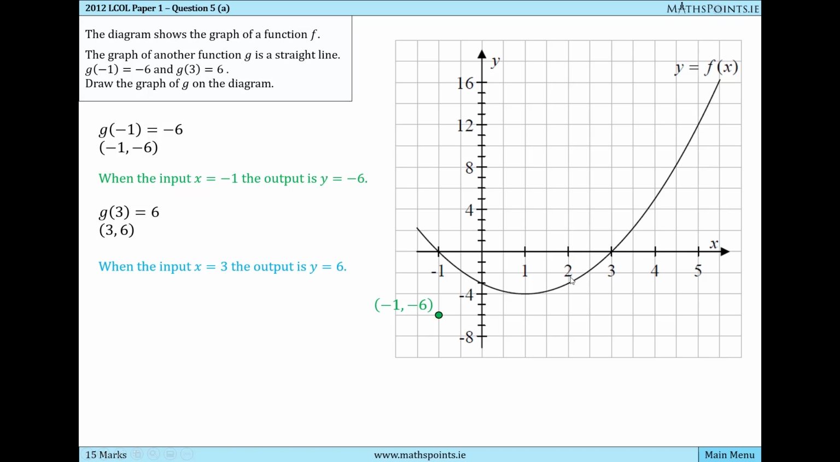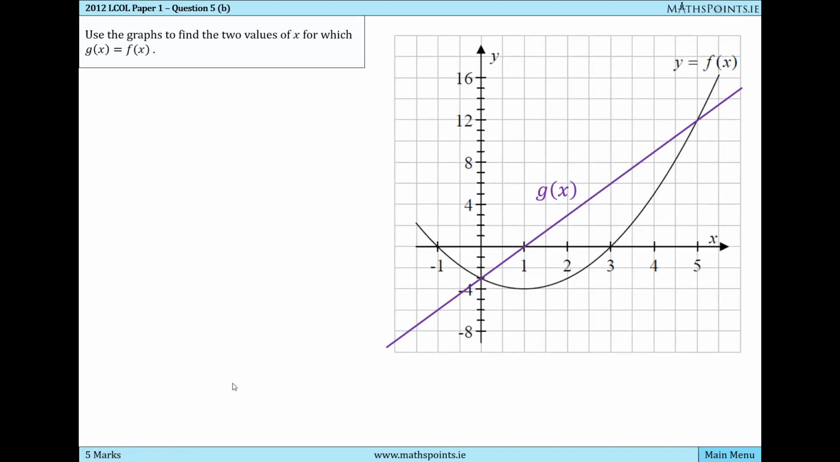So to place this on our graph, we start at 0, 0. We move to the right 3 spaces on the x-axis, and we move up 6 spaces on the y-axis to this point here. Now we have 2 points on a straight line, and so we take a ruler and we draw a line through these 2 points. And that's the graph of g, or we can call it g of x.